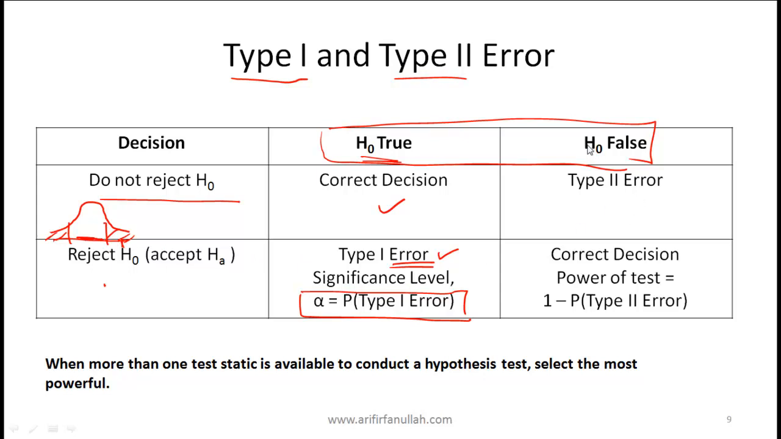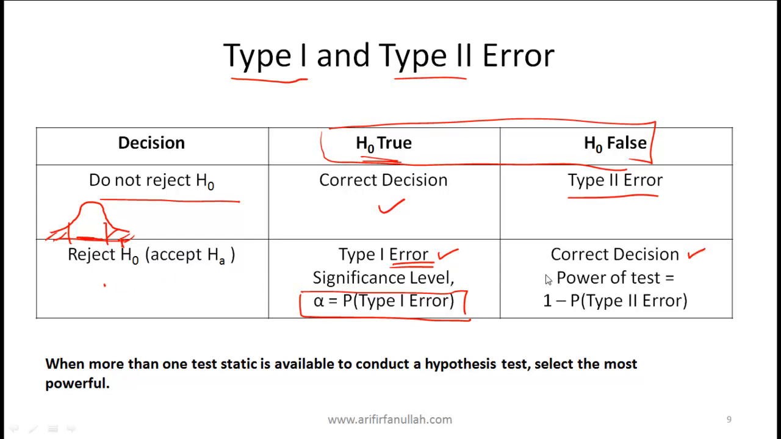Now come to the situation where H naught is false. If your null hypothesis in reality is false, but you do not reject the null hypothesis, this is called a type 2 error. On the other hand, if H naught is false, so your null hypothesis is false, and you reject the null hypothesis, that is a correct decision.